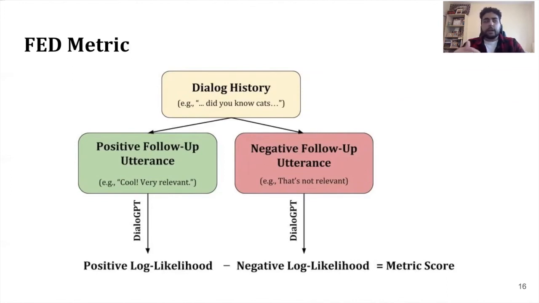The idea here is that because DialoGPT has attained human-level response generation capability, it knows that it should generate the positive utterance in a situation where the last system response was relevant, and it should generate the negative follow-up utterance in a situation where the last system response was irrelevant. We take the difference of the positive score versus the negative score, and this tells us how relevant the last system response was.